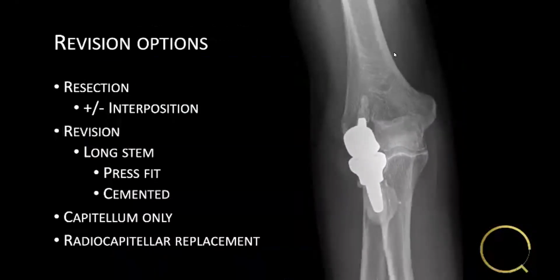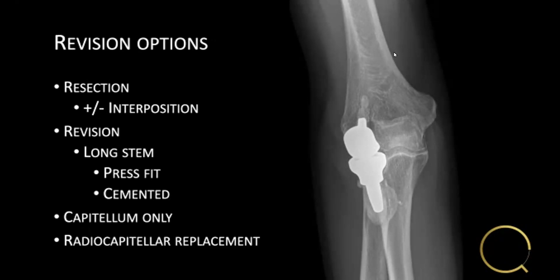Now, what if it fails? These are, I think, the options. You can just remove the prosthesis with or without interposition of tissue, or you can revise the prosthesis. And I prefer to use a long stem that can be either press fit or cemented. In our series, and we'll talk about this later on, I use a cemented long stem bipolar prosthesis.